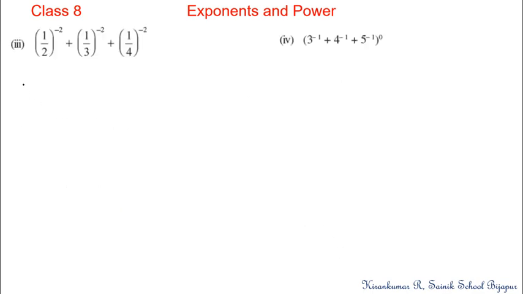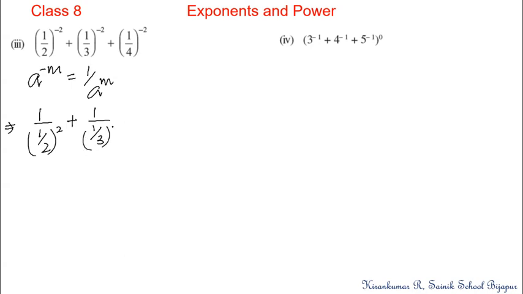Let's take up the third one. You must know that a to the power of minus m is 1 upon a to the power of m. We can make use of this particular thing. So 1 by 2 whole square plus 1 by 1 by 3 whole square plus 1 by 1 by 4 whole square. This denominator can be written as a numerator. This will be 1 upon 4. 1 by 1 upon 4 is just 4 plus 1 by 1 upon 3 square is 9 plus 16. We get the result as 29.